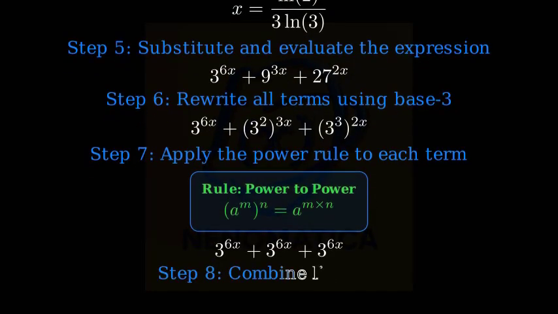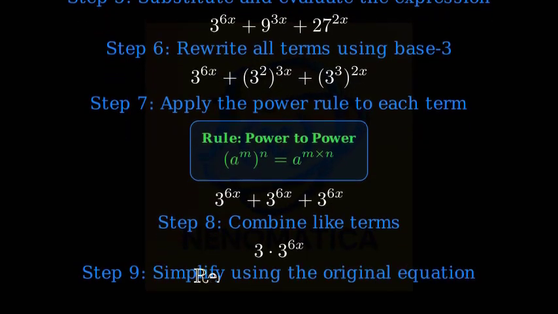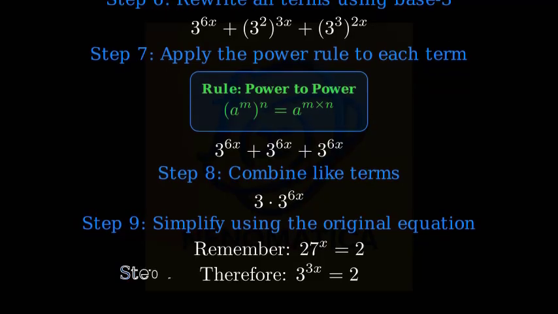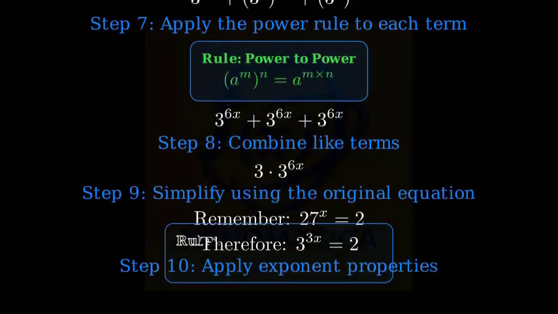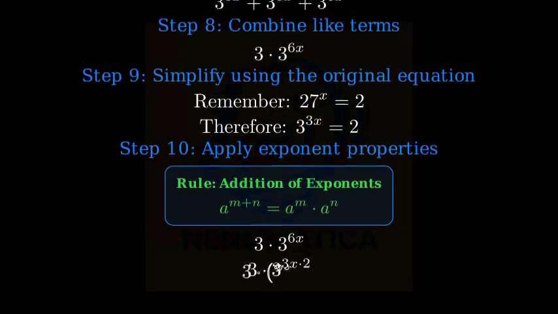We can now combine these like terms since they all have the same base and exponent. We have 3 identical terms of 3 to the 6x, which gives us 3 times 3 to the 6x. Now, instead of directly substituting our complex expression for x, let's take a different approach. Since we know 27 to the x equals 2, we can use this fact to simplify our expression further. We can use the property of exponents that states a to the m plus n equals a to the m times a to the n.